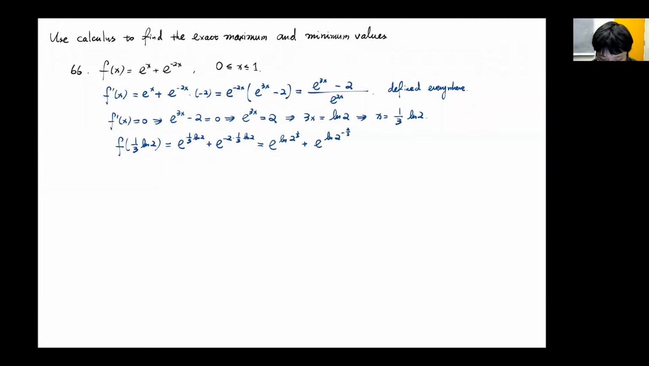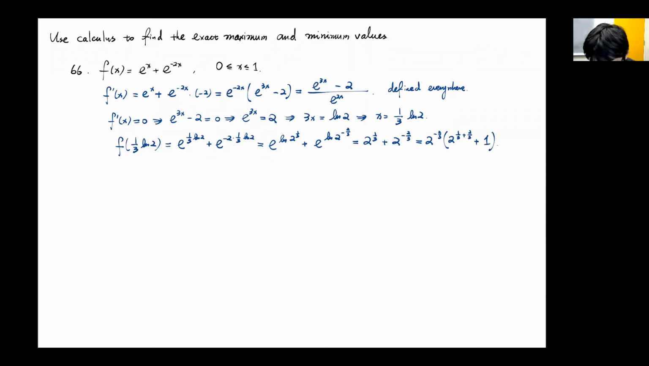Then we will just use the inversion rule. e to the natural log of anything is going to be that thing. So that way we get 2 to the 1/3 power plus 2 to the minus 2/3 power. You could factor out the 2 to the minus 2/3. What remains is, the first guy becomes 2 to the 1/3 plus 2/3, and the second guy is simply becoming 1.